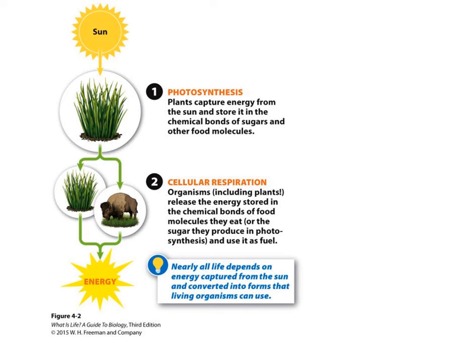So here, this chart is showing you that the sun is the original source of all energy. Photosynthesis in plants or photosynthetic bacteria then capture energy from the sun and store it in the chemical bonds of sugars. Then those plants and other animals are going to do cellular respiration. Don't forget that plants also do cellular respiration. So they do photosynthesis and respiration. So what respiration does is it releases the energy stored in the chemical bonds of food molecules they eat in the case of animals, or that they produced themselves in the case of photosynthesis, and use it as fuel for energy.